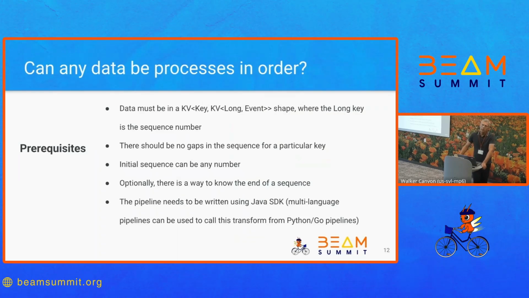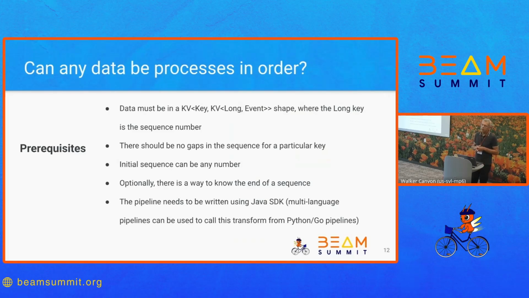And that shape, you can see it on the screen, and key and event are generic types. Key and event can be any types. What's important is that the long key in the second sequence number, and that long key must be monotonically increasing, and that long key must be unique per key.